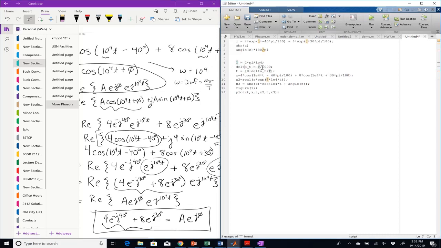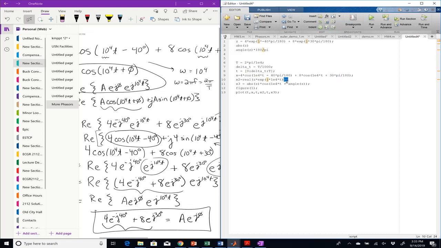And then I make a delta t vector. So I do capital T, the period, divided by 1,000. And then I make a time vector. So this basically gives me about 1,000 points in one period. And then what I do is I create the original signal here, right? So I have 4 times cosine of 10 to the 4th t minus 40 times pi over 180. So the pi over 180 again is to convert inside the cosine expression from degrees to radians. And then in here again I have the same thing. So I have plus 30 degrees, but I multiply by pi over 180 to get it converted to radians.